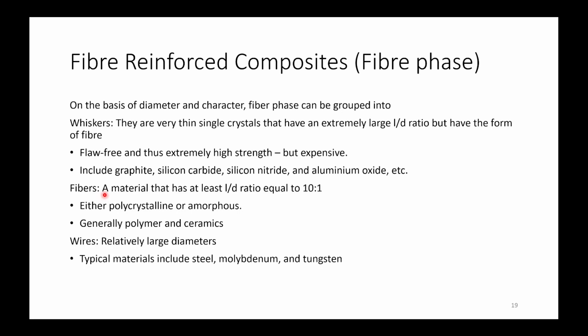In case of fibers, a material has at least an L/D ratio equal to 10 to 1. So its length will be 10 times its diameter. It can be either polycrystalline or amorphous, and these fibers are generally polymers and ceramics. Wires have relatively large diameters. They are made of typical materials including steel, molybdenum and tungsten.